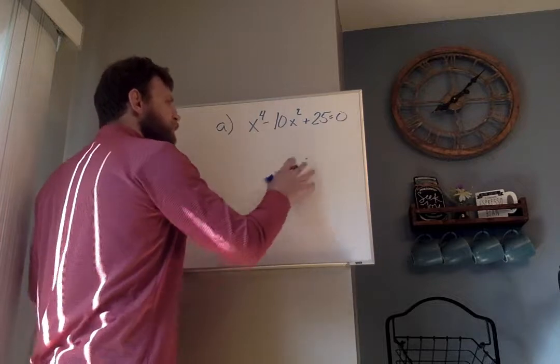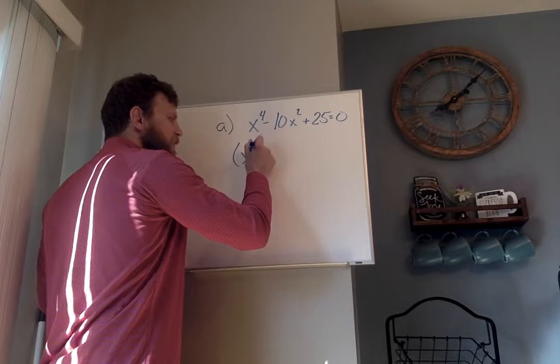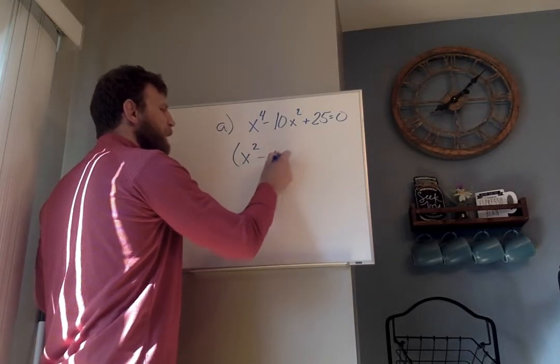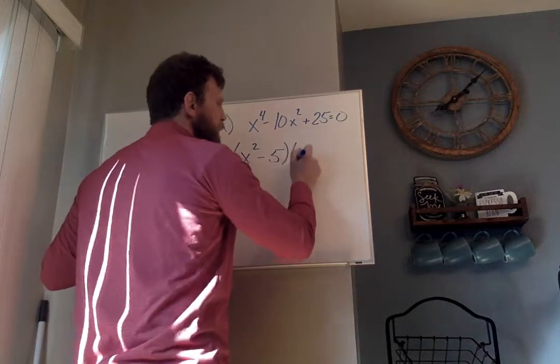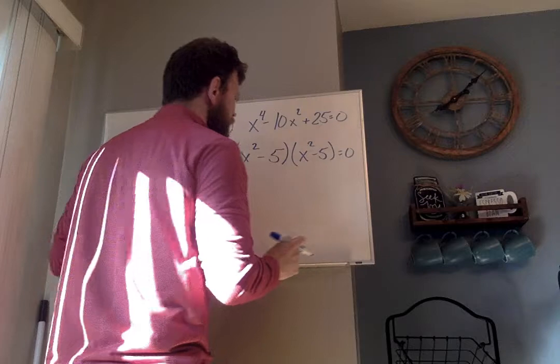What are the factors of 25 that add up to negative 10? Very good. Nice job, Farber. It's going to be x squared minus 5 and x squared minus 5. You can check me on that.